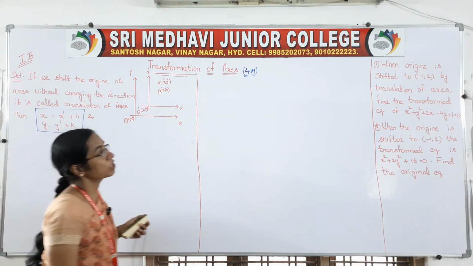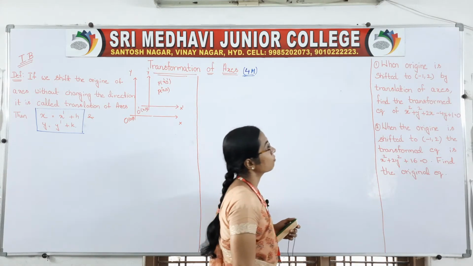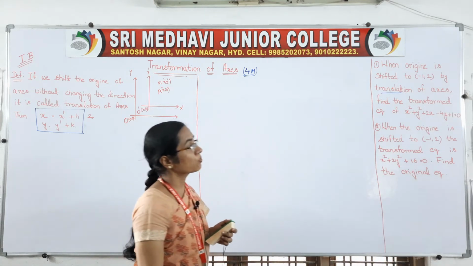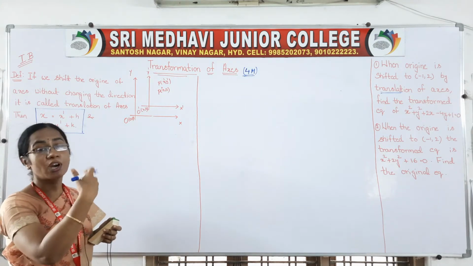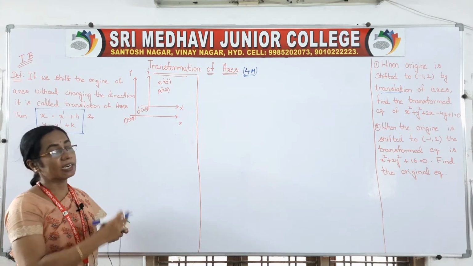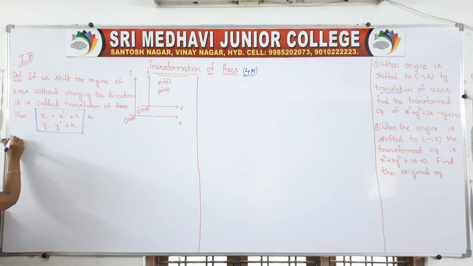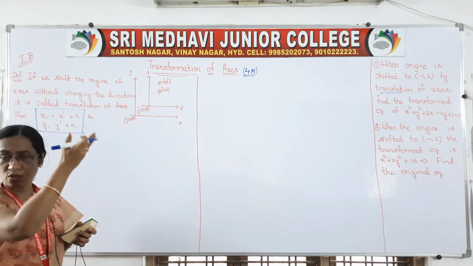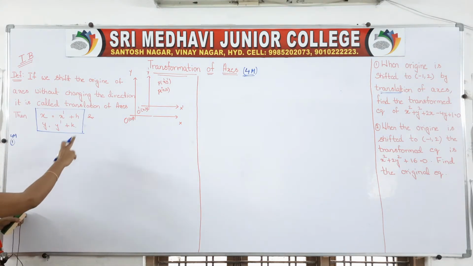Okay, so now come to the question. When the origin is shifted to (-1, 2) by translation of axis, find the transformed equation of the given equation. So after shifting the origin, what will be your new equation? That is the question. We will solve our first question. From this topic we have to solve only 4 marks questions, no need to solve 2 marks questions, because from this topic we are going to get one 4 marks question 100% confirmed.